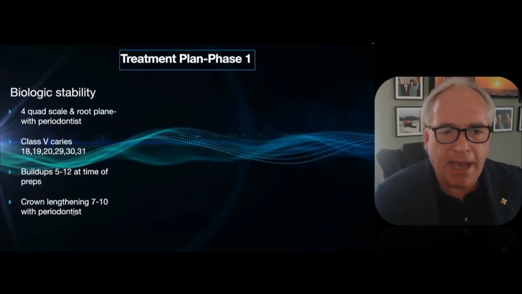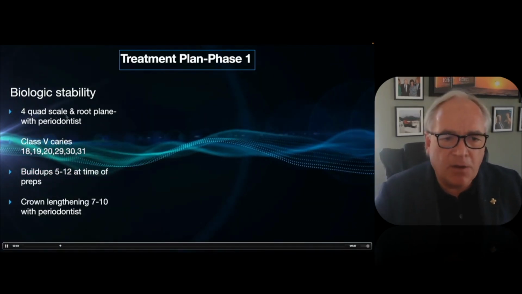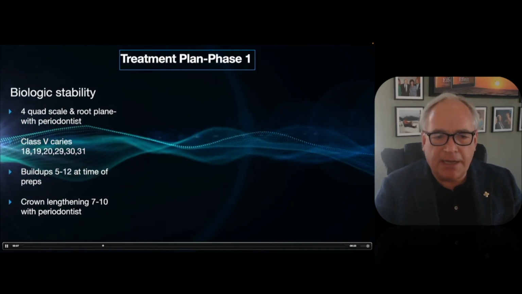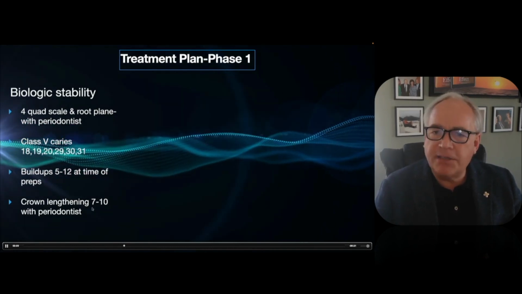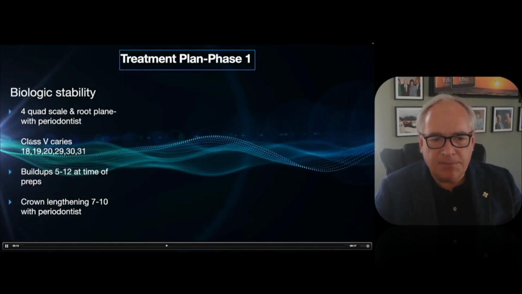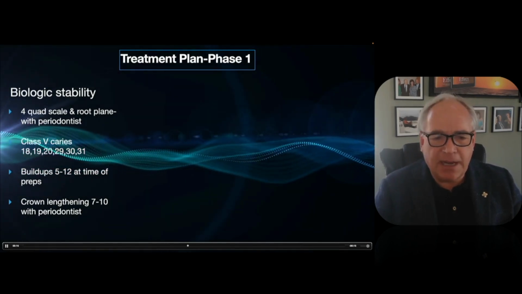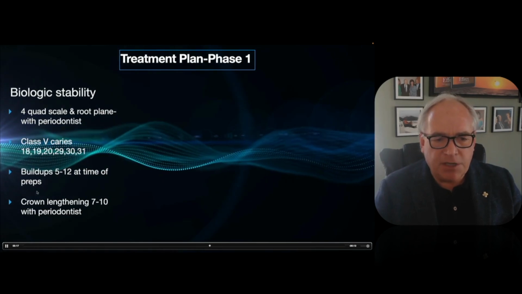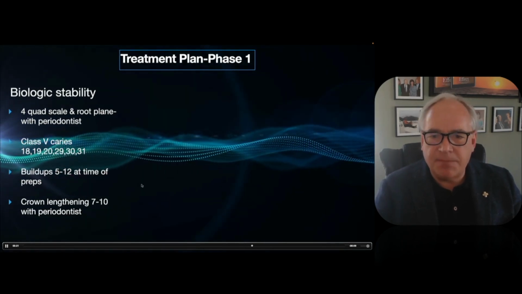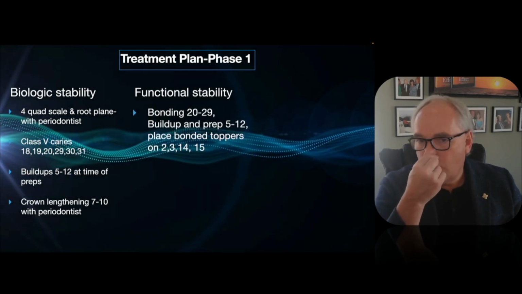So let's look at our treatment plan here. Again, our periodontist is going to do 4 quadrants of scaling and root planing. They're going to do crown lengthening 7 to 10, so we're getting that biologically stable. We've got some class 5 lesions that we need to take care of. And we know we have buildups to do, but I'm going to do those at the time of the prep. So just kind of get the patient biologically stable.